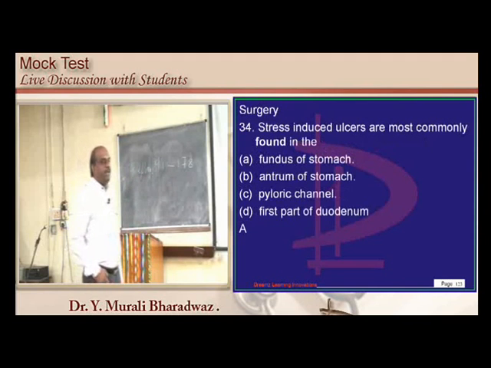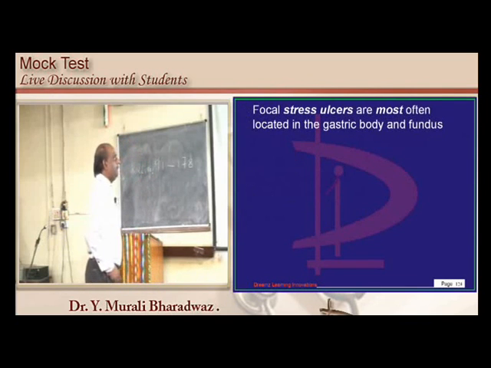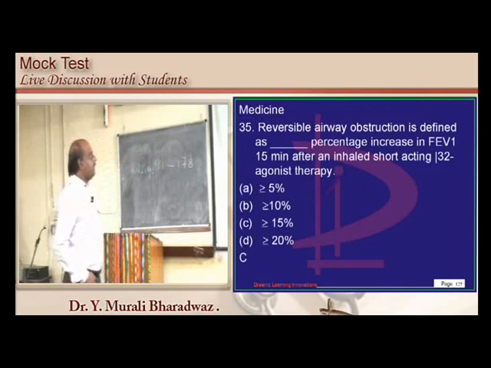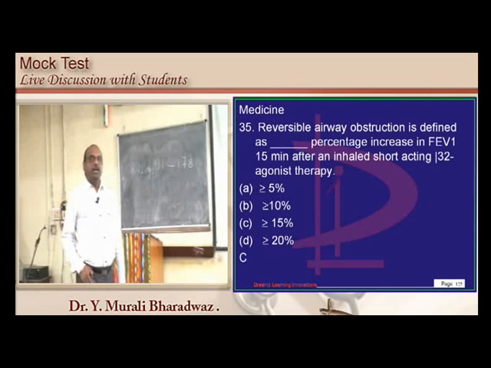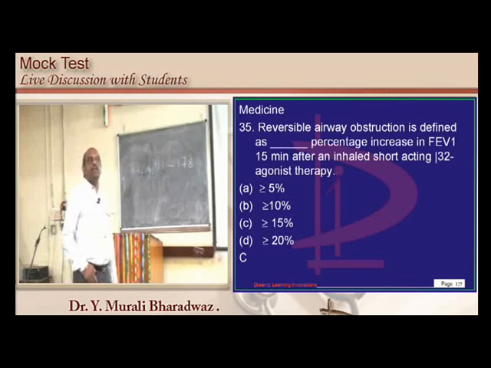It is the fundus of the stomach where stress induced ulcers, body and fundus, are much more common compared to the antrum. And after you have given a beta 2 agonist, if there is more than 15% increase of the FEV1 after 15 minutes of inhalation of the beta 2 agonist, then it is called a reversible airway obstruction, is what needs to be remembered.